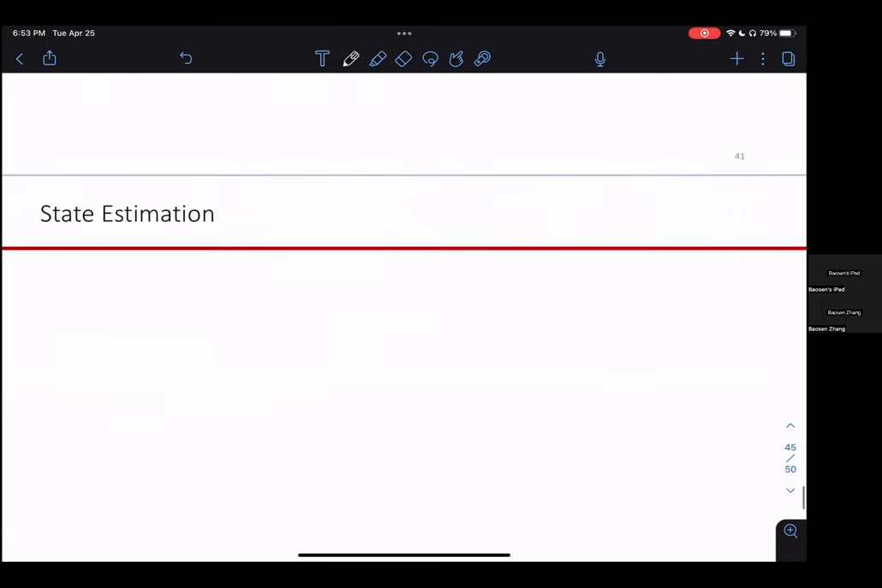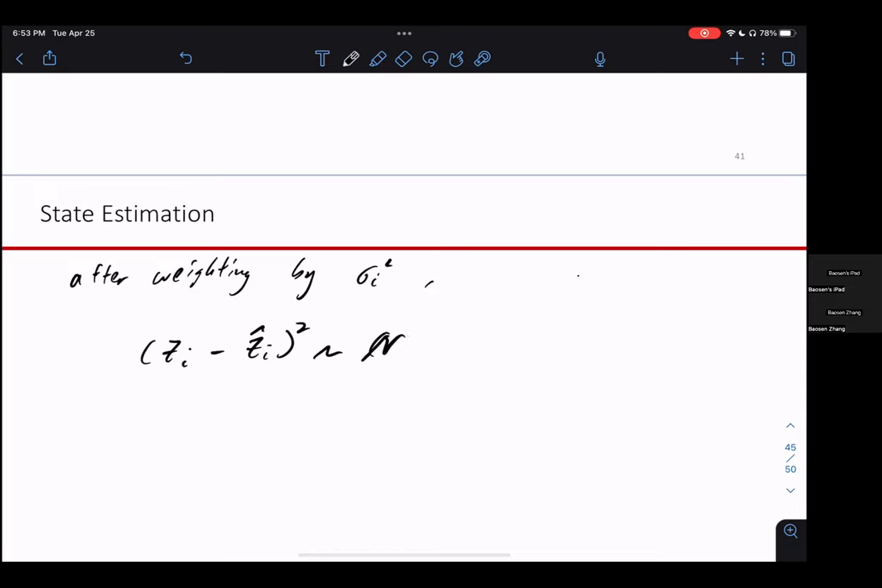And we're now gonna do this, but when you look at state estimation, basically we're gonna say that after weighting by the sigma psi squared, we expect, if you look at each one of the measurement minus this estimation squared, this is roughly a normal 0, 1 variable squared.